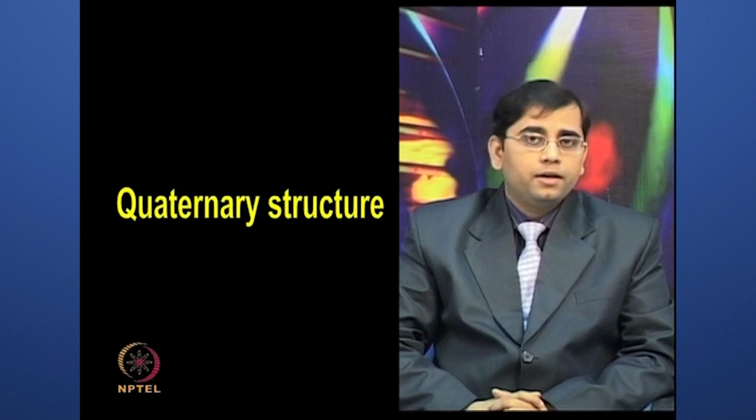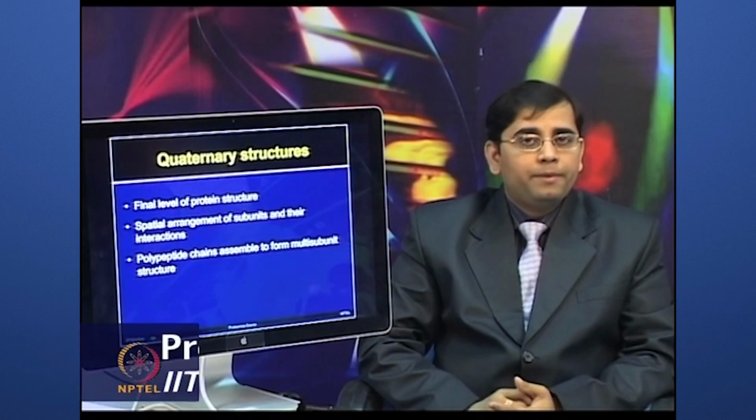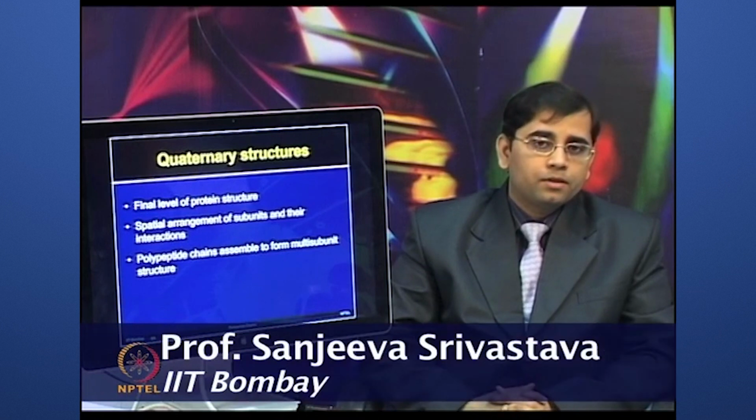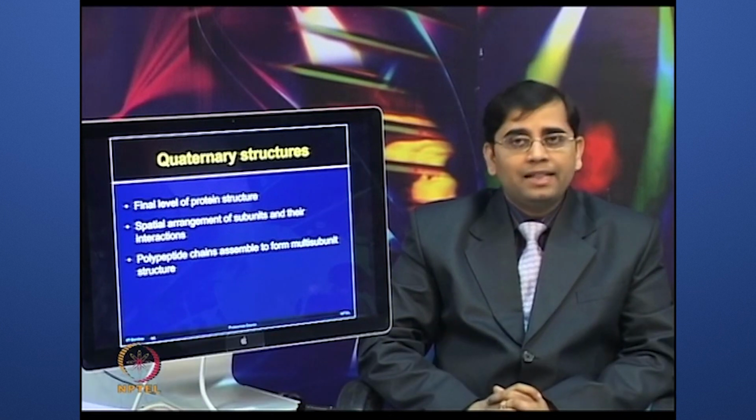Now, what is quaternary structure? It refers to interaction between individual protein subunits in a multi-subunit complex. So, quaternary structure represents the final level of protein structure, which is a spatial arrangement of subunits and their interactions. The polypeptide chains assemble to form a multi-subunit structure, and each polypeptide chain is known as a subunit. There are different examples, such as the DNA binding protein of bacteriophage lambda, which represents the simplest quaternary structure. Then we have the classical example of hemoglobin.